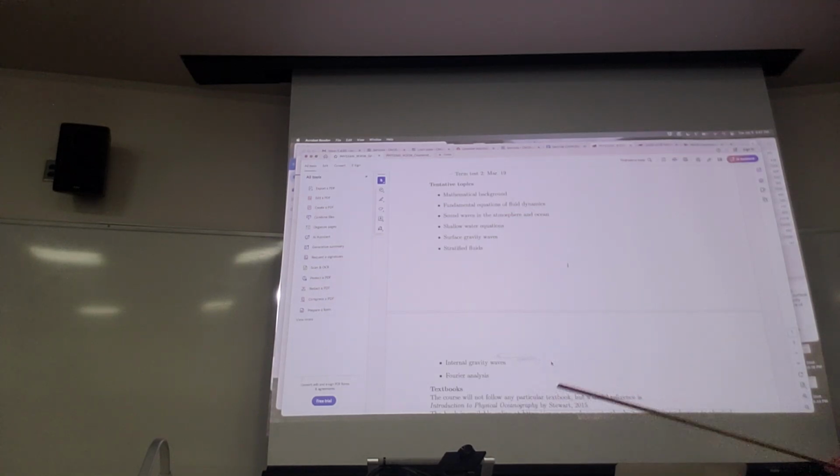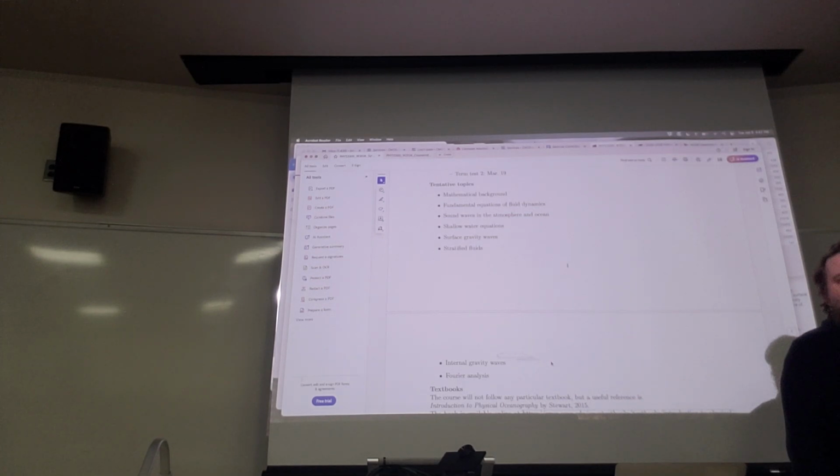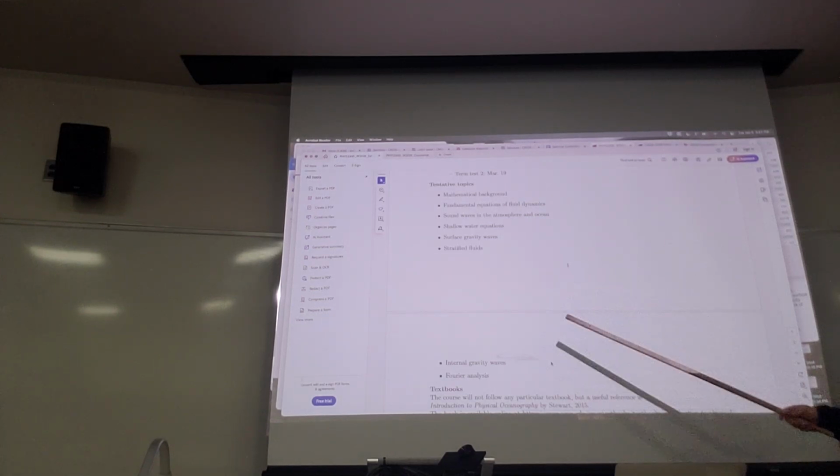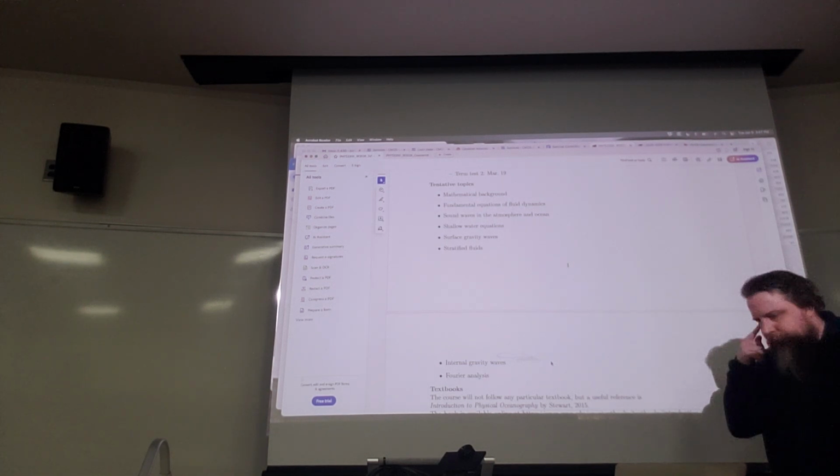This also might overlap. I know the naval architecture people are probably taking this course, vibrations, as well at the same time. Is that right? So many of these topics will have some overlap with that vibrations course.